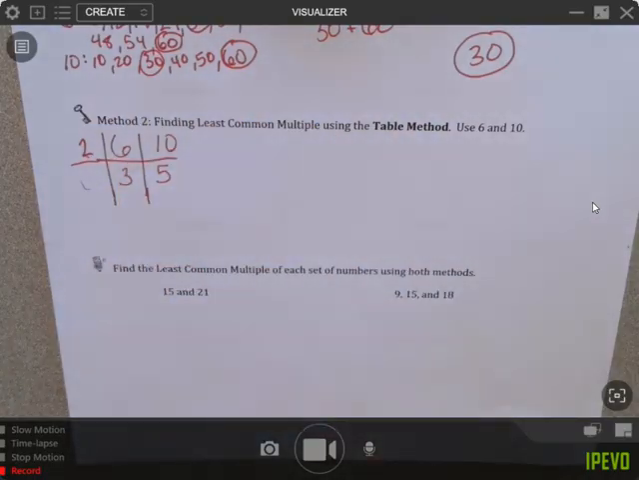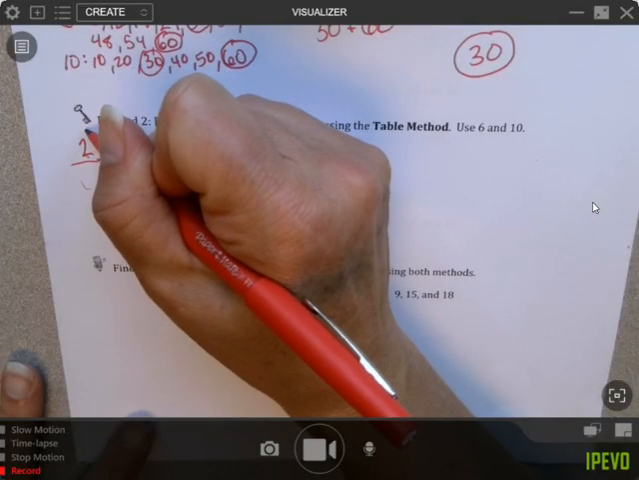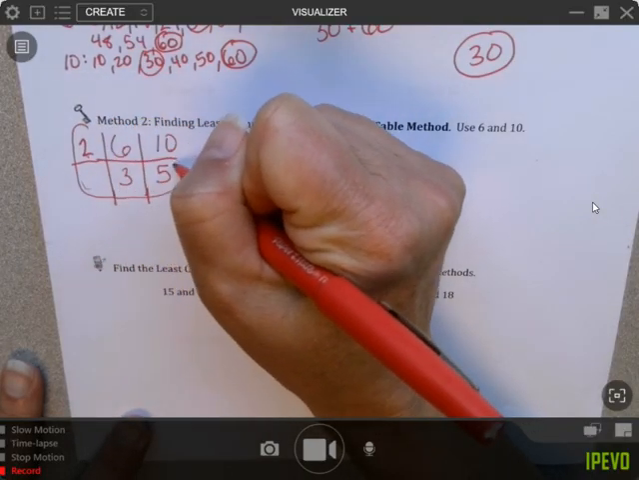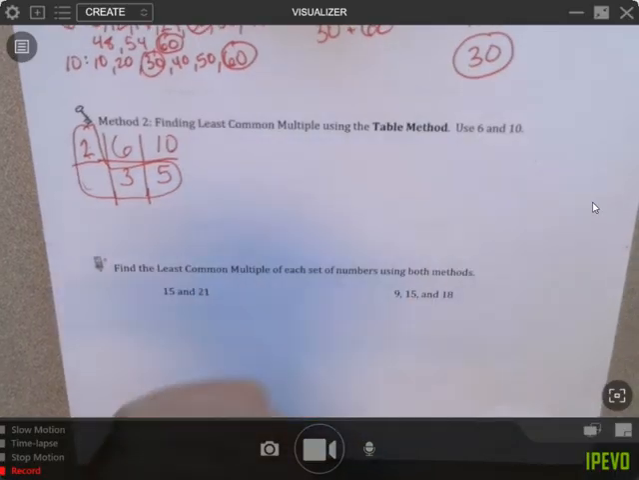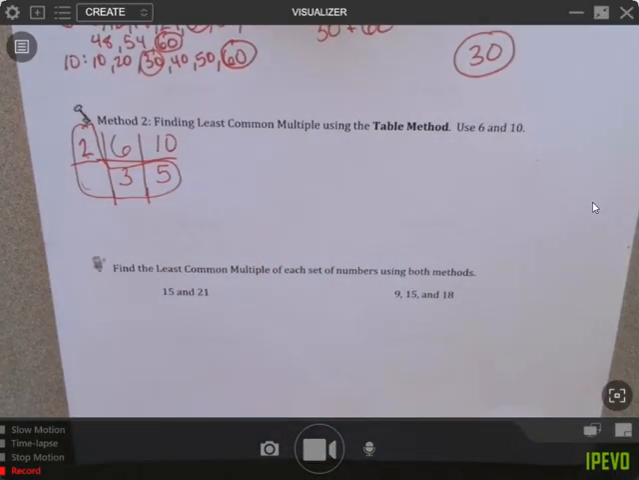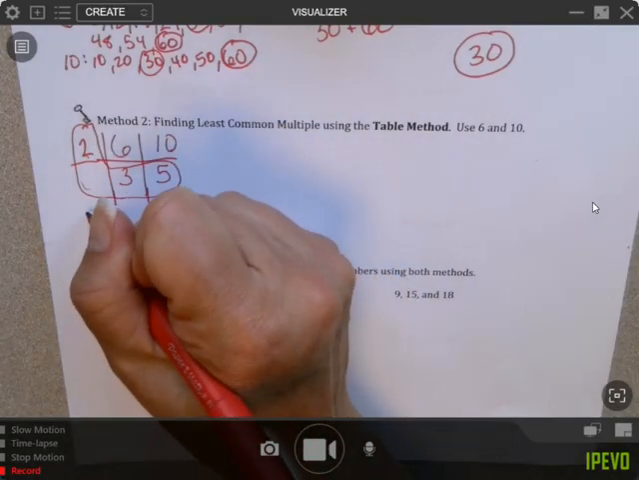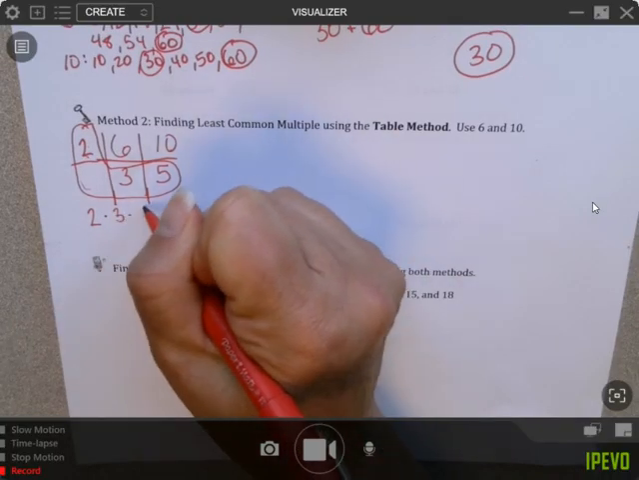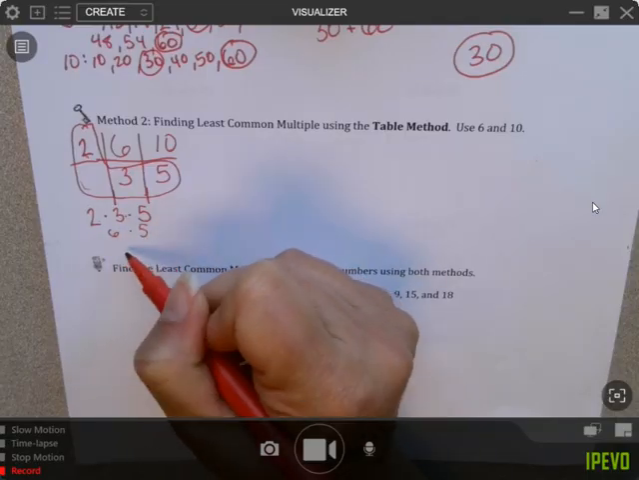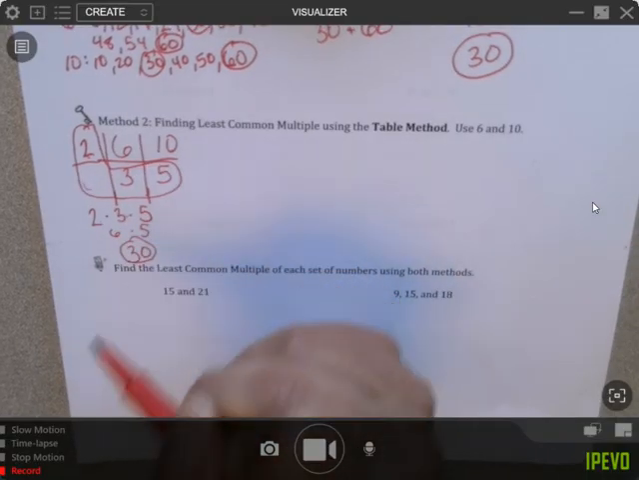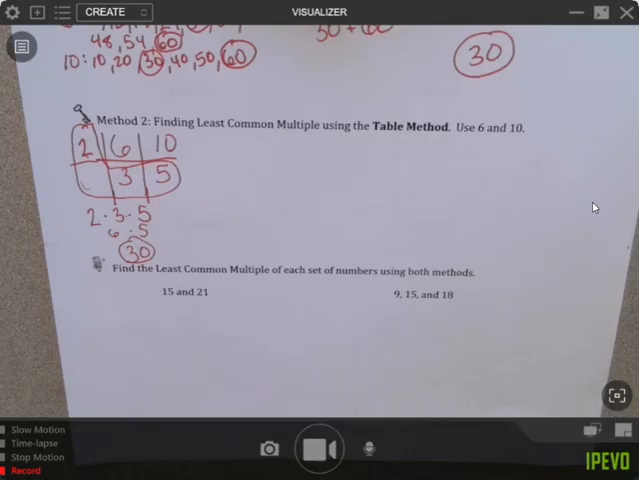For the least common multiple, we're going to make an L going around like that. Least common multiple means we do an L. So we are going to multiply all those numbers, all the factors we pull out, and the very bottom numbers. So this time we only pulled out one time. So we're going to multiply together 2 times 3 times 5. 2 times 3 is 6 times 5. And look at that, we get the same answer. The least common multiple of 6 and 10 is 30.